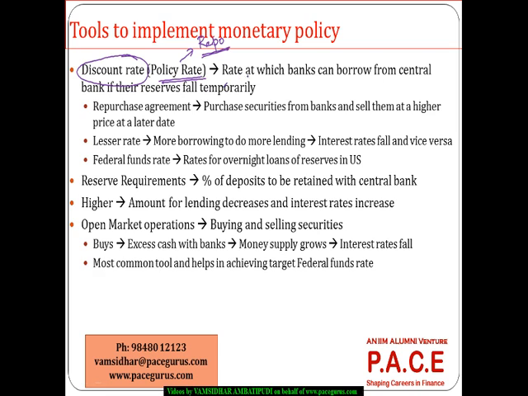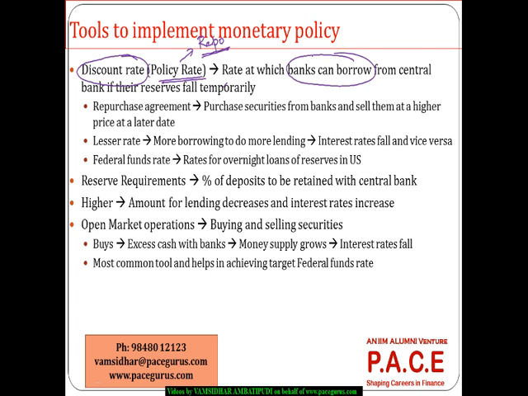So, how does it do that? This is that particular interest rate at which the commercial banks can borrow from the central bank, especially if their reserves are falling short on a temporary basis. They can borrow from the central bank, and whatever is the rate at which they are borrowing from the central bank, we are calling it a discount rate or a policy rate.